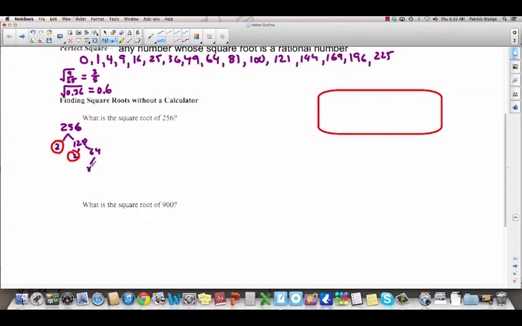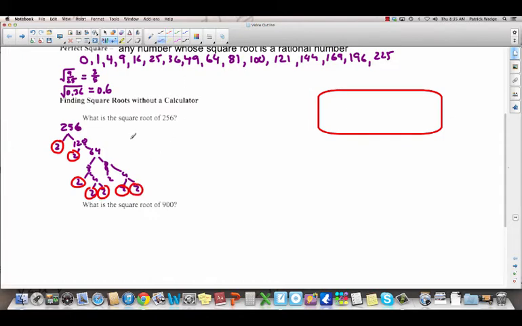Well, 64 is 8 times 8, and 8 is 2 times 4, and 4 is 2 times 2. Wow, look at all these 2's we got. 2, 2, 2, 2, 2, all that.